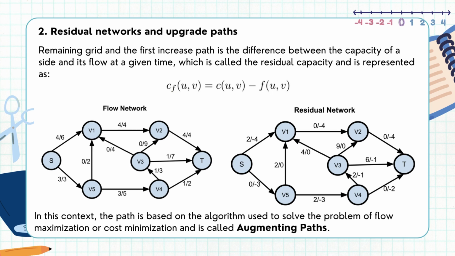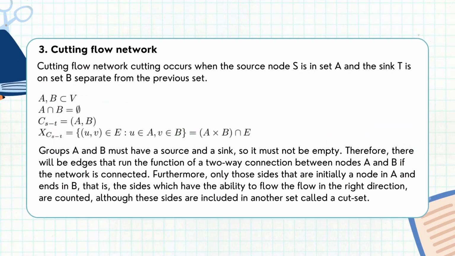In this case, the 7 units of flow are distributed as 4 plus 3 units out of S, or equal to 4 plus 1 plus 2 units into T. However, if the edges V5 and V1 are in the opposite direction or bidirectional, it is possible to send 2 additional units of flow along the S, V1, V5, V4, V3, T path, which will increase the number of units of flow.